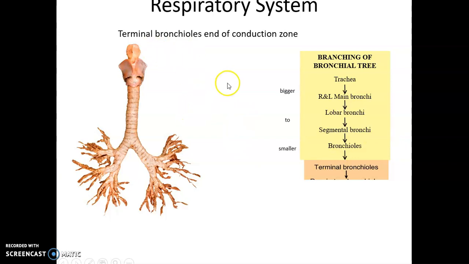All right, so the conduction zone ends with the terminal bronchioles. So again, the trachea splits into the main bronchi, which split into the lobar bronchi, which split into the segmental bronchi, which then become smaller and smaller, eventually becoming bronchioles, and finally the terminal bronchioles. So that is the end of the structures whose only function is to move air in and out.